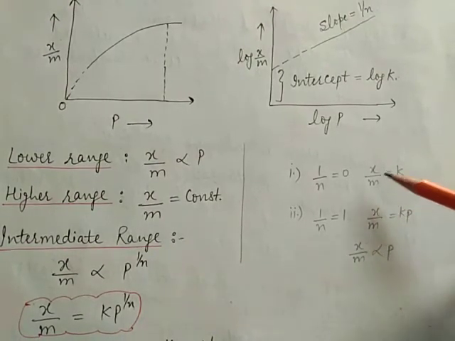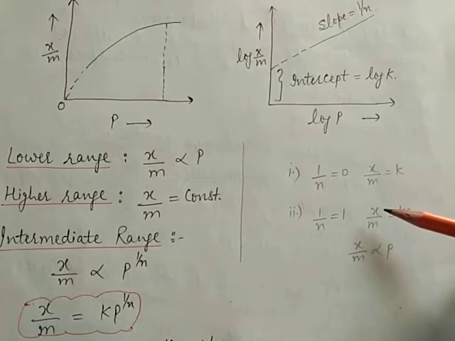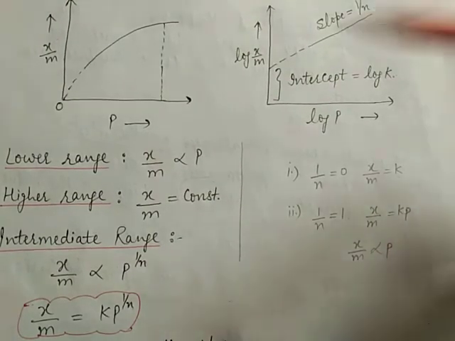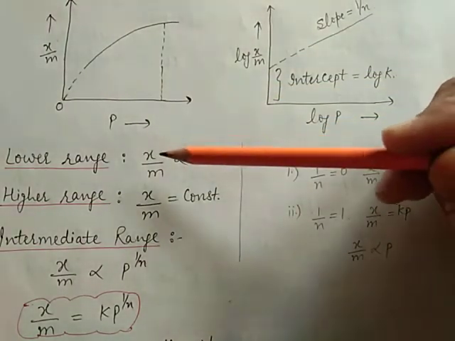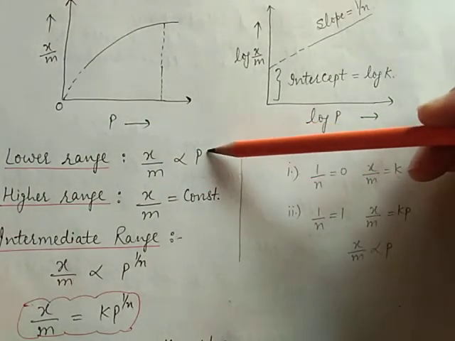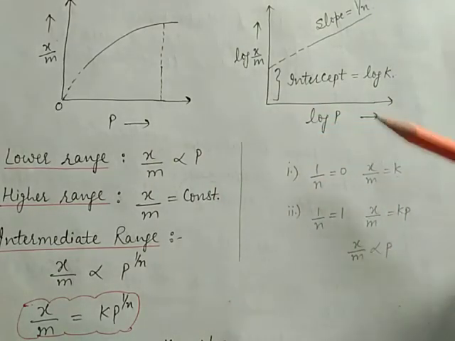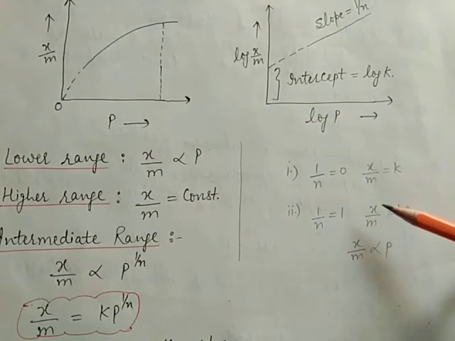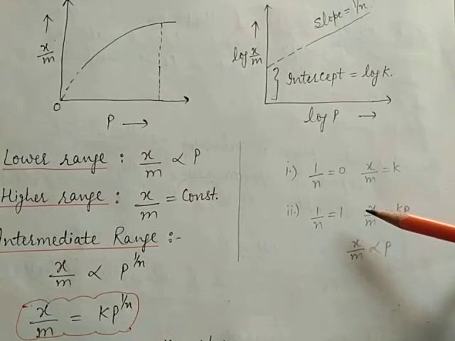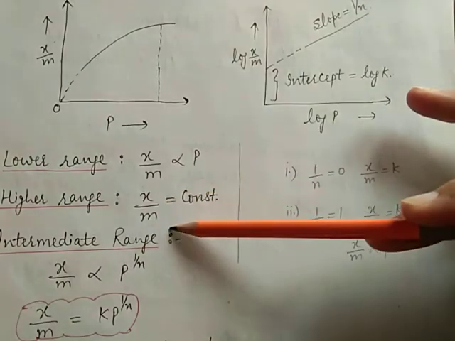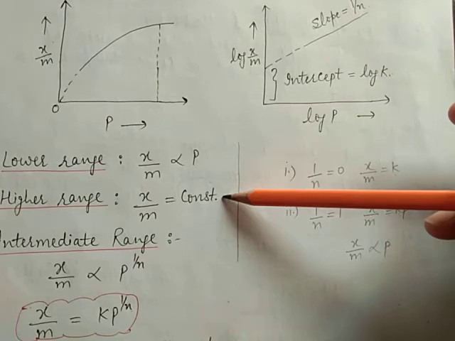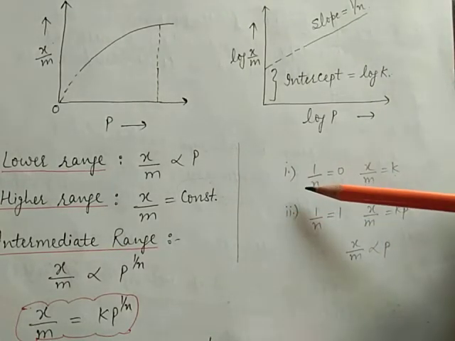But this isotherm is applicable at low pressure, where adsorption depends only on the pressure. The Freundlich isotherm fails at high pressure, where x by m is independent of pressure. So it fails at high pressure.